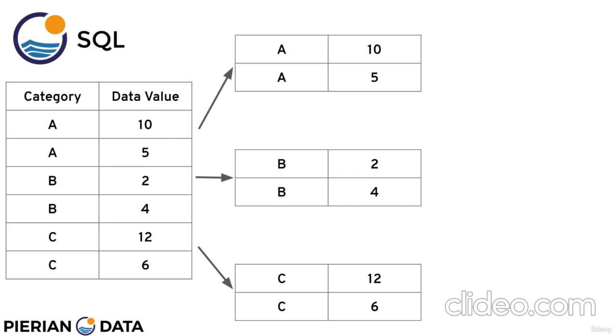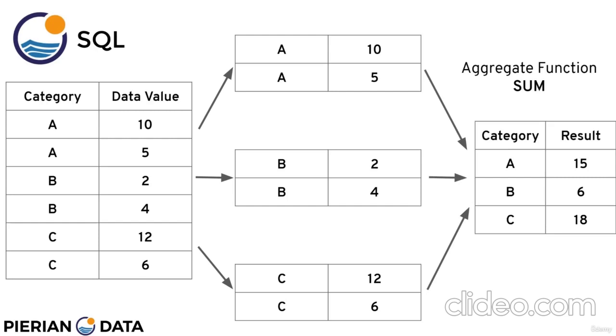Recall that an aggregate function takes in multiple values and reduces them back down to one single value, such as the sum function can take in all these values per category, or grouped by category, and then return back their sum. So the total sum of sales to category A was 15, 6 to B, and then 18 to C. And we could do this with any of the aggregate functions that we just learned about. For example, we could take the average data value per category, 7.5, 3, and 9. We can even do something like a count per category. In this case, there were 2 rows per category, so they're all the same, 2, 2, and 2.